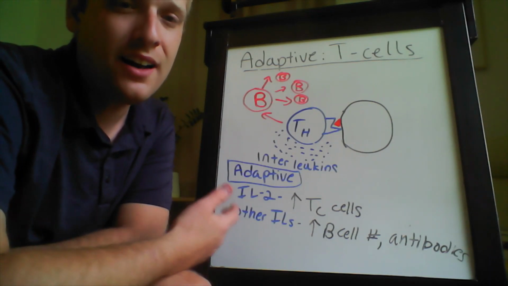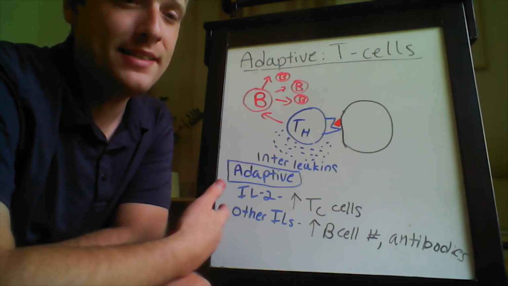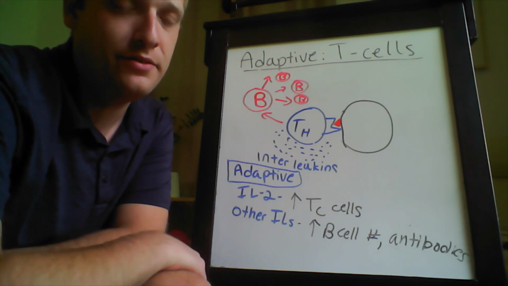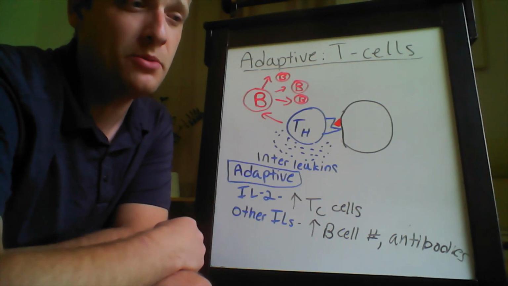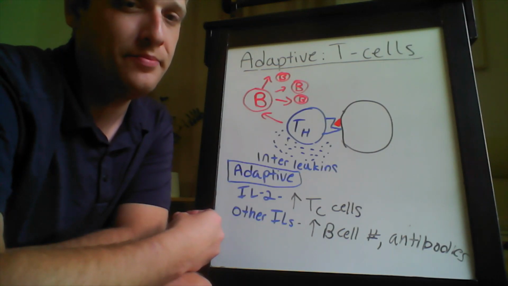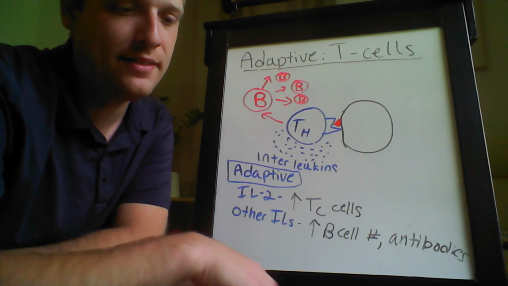So again, a lot of these mechanisms seem like positive feedback, and that makes sense in the case that you want to quickly get rid of an infection. You want to deal with it as quickly as possible, so you want to stimulate as much immune activity as possible. However, a hyperactive immune system can also be a bad thing.